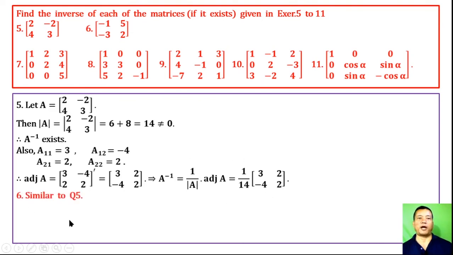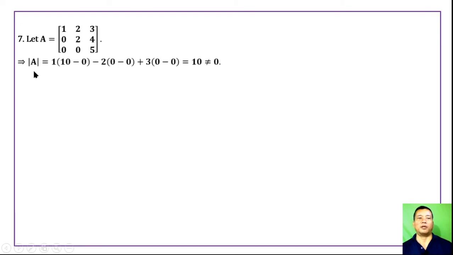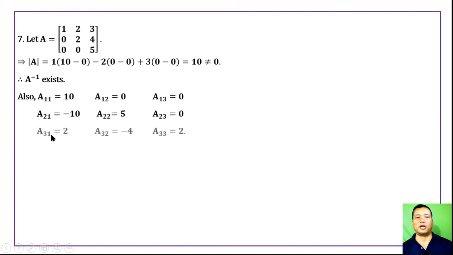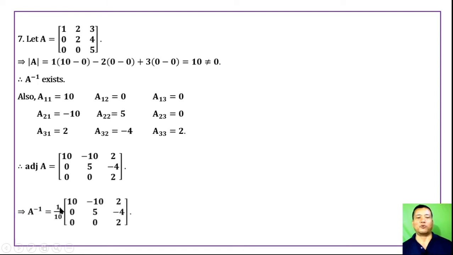Question number 6 is similar to question number 5. Now the 3 by 3 question, number 7. The determinant of A is equal to 11, which does not equal 0, therefore A inverse exists. Next, the cofactors of the first row elements, second row elements, and third row elements. Therefore adjoint A is the transpose of the cofactor matrix. Therefore A inverse is given by the formula 1 by determinant of A into adjoint A.